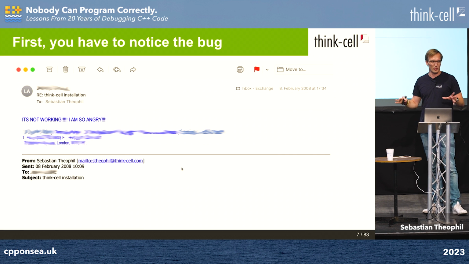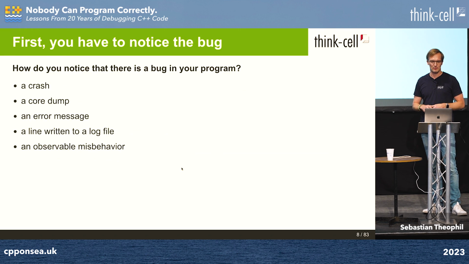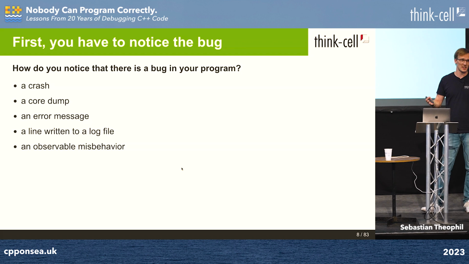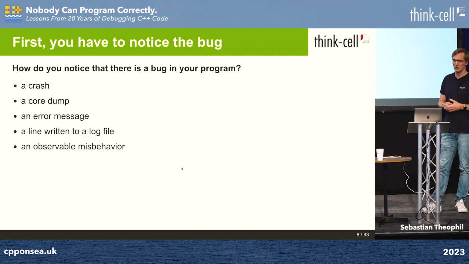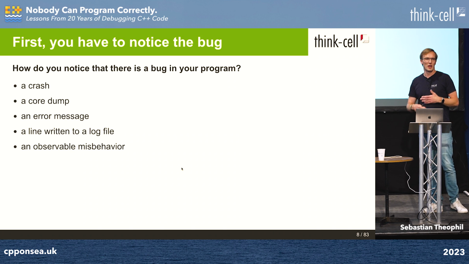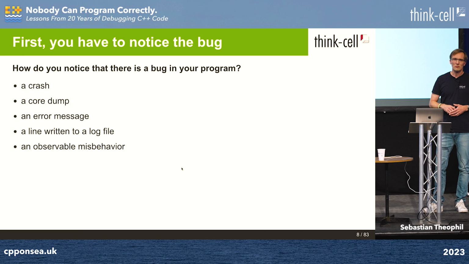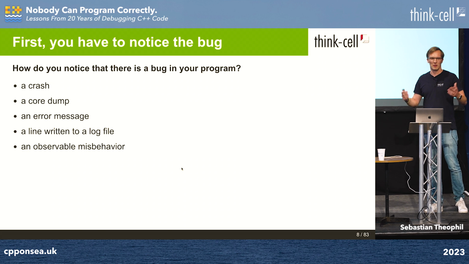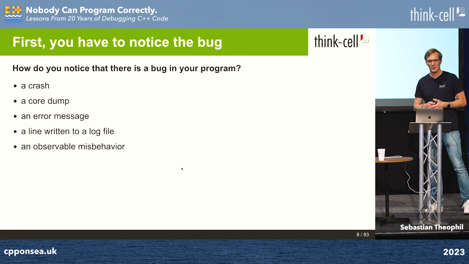Generally, we want to get better bug reports than that. And there are a couple of ways which we can achieve that. Maybe our application crashes. That can be good. It's at least a clear signal that something has gone wrong. Maybe you get a core dump. Maybe you get an error message, a line in a log file, or some other kind of observable misbehavior. Something doesn't look right, maybe, in your application.